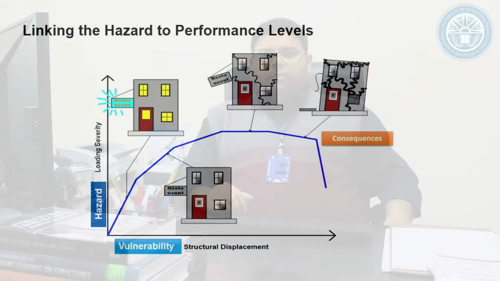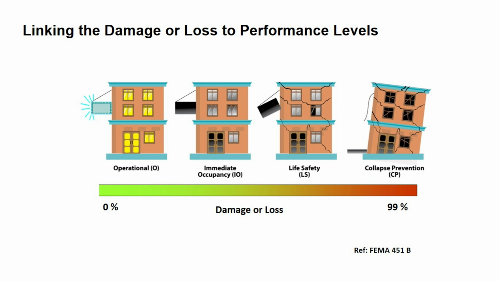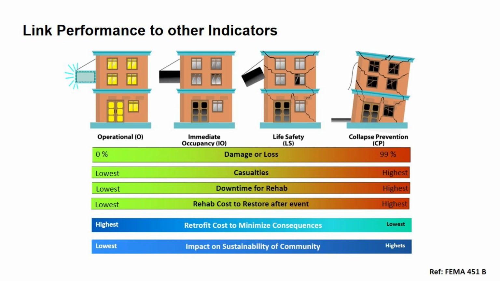structures. We can link these performance levels with the behavior of structures, for example, damage of the structure, loss of the structure, repair time of the structure, repair cost of the structure. All of these performance levels can be linked to different answers to those questions which the owner asks from us.